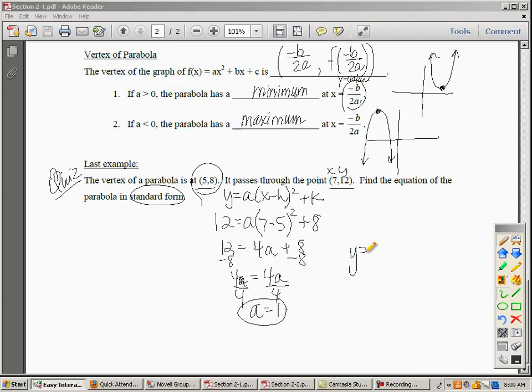If a is 1, I don't need to write it, so I'm just going to start my parentheses, (x minus 5) squared plus 8. Okay, and again, you can put this 1 in here, but we don't necessarily want to see it. Try another one of these. Again, most of the time you'll find an a value, and so you'll just stick whatever your a value is in there. But in this case, I would not put the 1.